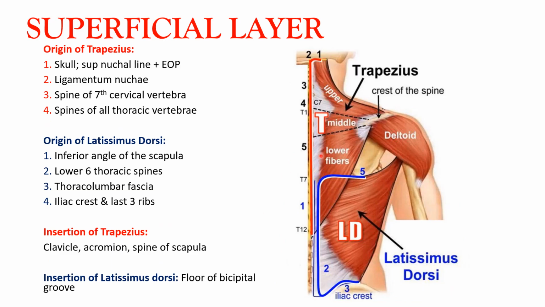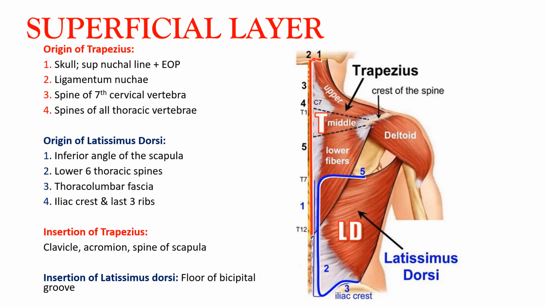Okay, so now let's look at the superficial layers or the superficial muscles: the trapezius muscle and then the latissimus dorsi muscle. So for the trapezius, we'll look at the origin and then the insertion, and also for the latissimus dorsi, we'll look at the origin and then the insertion of that muscle. Okay, so I said this whole muscle here is the trapezius muscle. It has three parts. It has the upper part, the middle part, and then the lower part, or you can say the upper fibers, the middle fibers, and then the lower fibers.